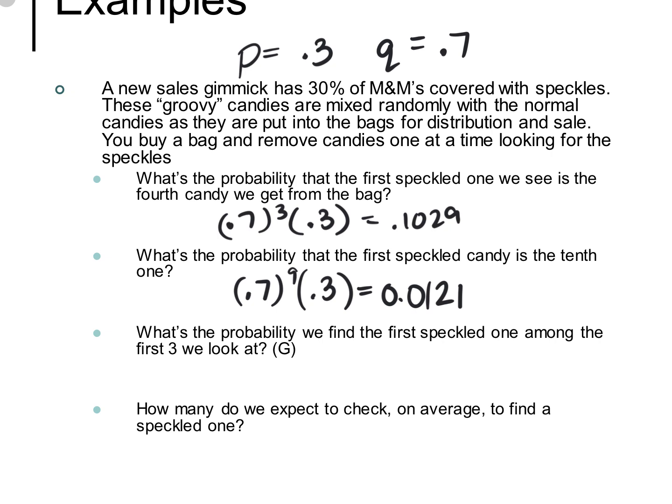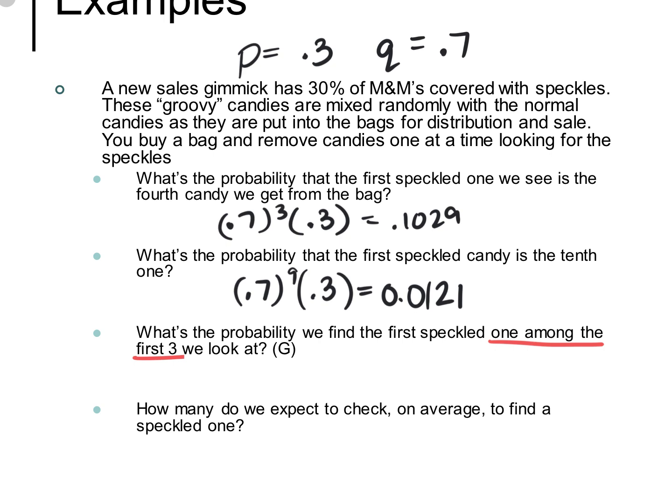So this is what we did in chapter 14. Okay? But here's where it gets a little different. What's the probability that we find the first speckled one among the first three we look at? When it says among the first three, that means it's either the first candy, or it's the second candy, or it's the third. So I have to calculate three different things.